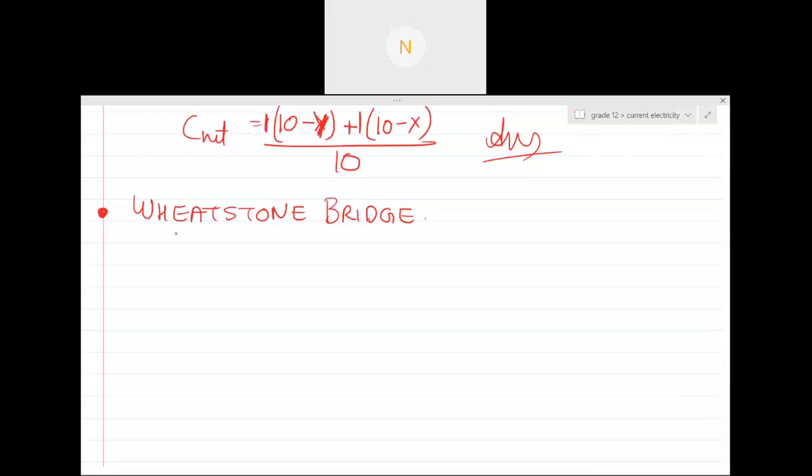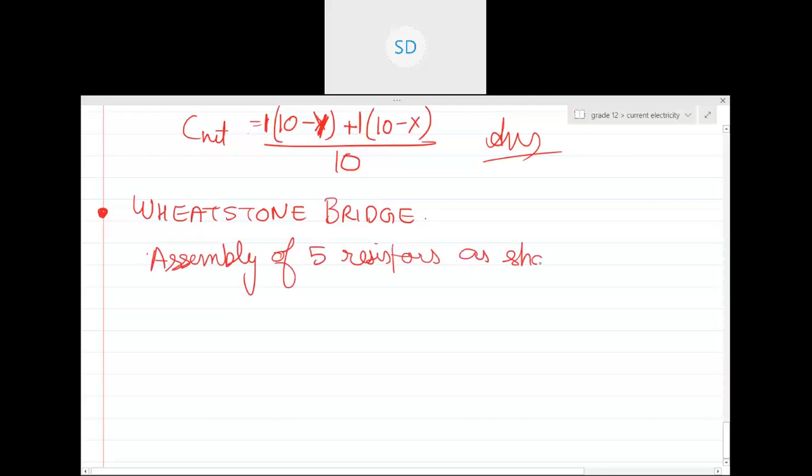Okay. So this is about your KVL and NODAL. Now we'll be doing Wheatstone Bridge. First of all, what is a Wheatstone Bridge? It's an assembly of 5 resistors as shown. I'll show you what exactly is a Wheatstone Bridge because we need it in a little while.